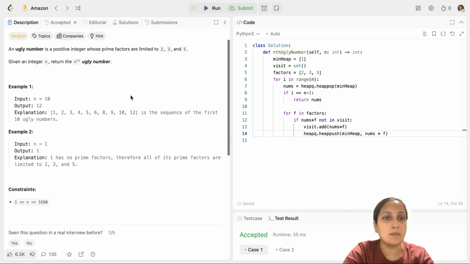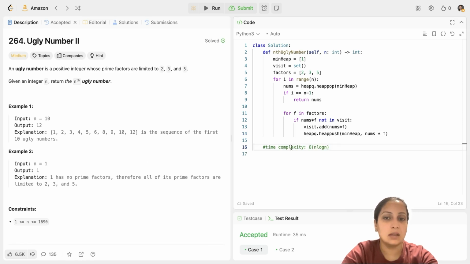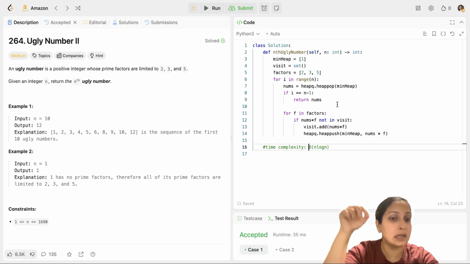Now, what would be the time complexity for this question? The time complexity for this solution would be O of n log n. Why? Because you are running a for loop for the range n here, and then you are running till the depth of log n. So O of n log n. And the space complexity would be O of n because you're using a hash set to track duplicates. So that would be your space complexity.